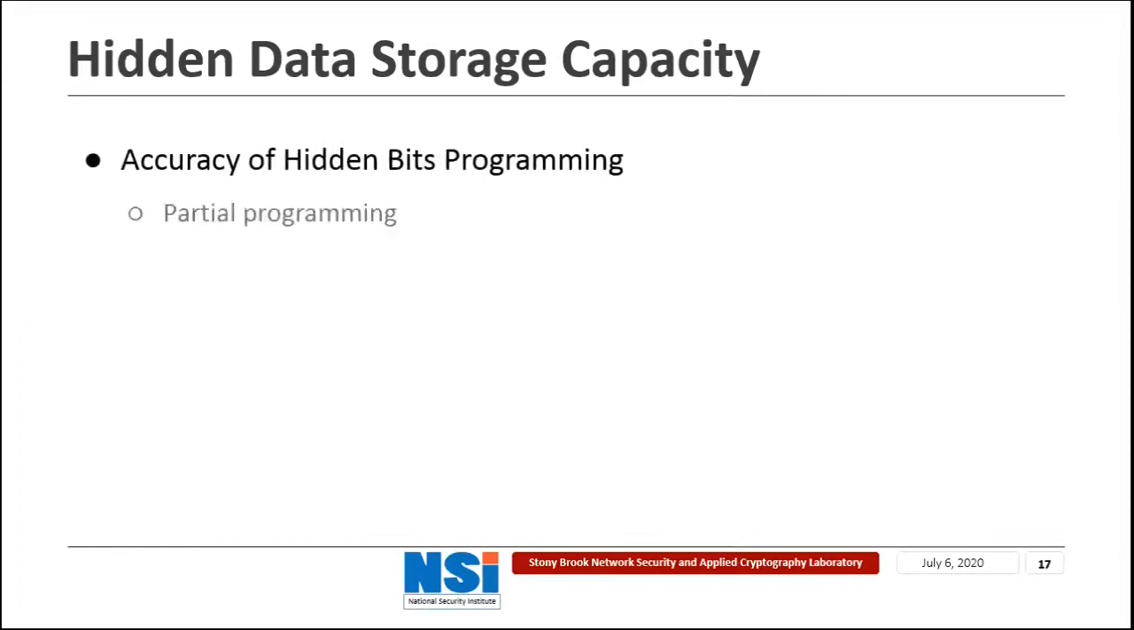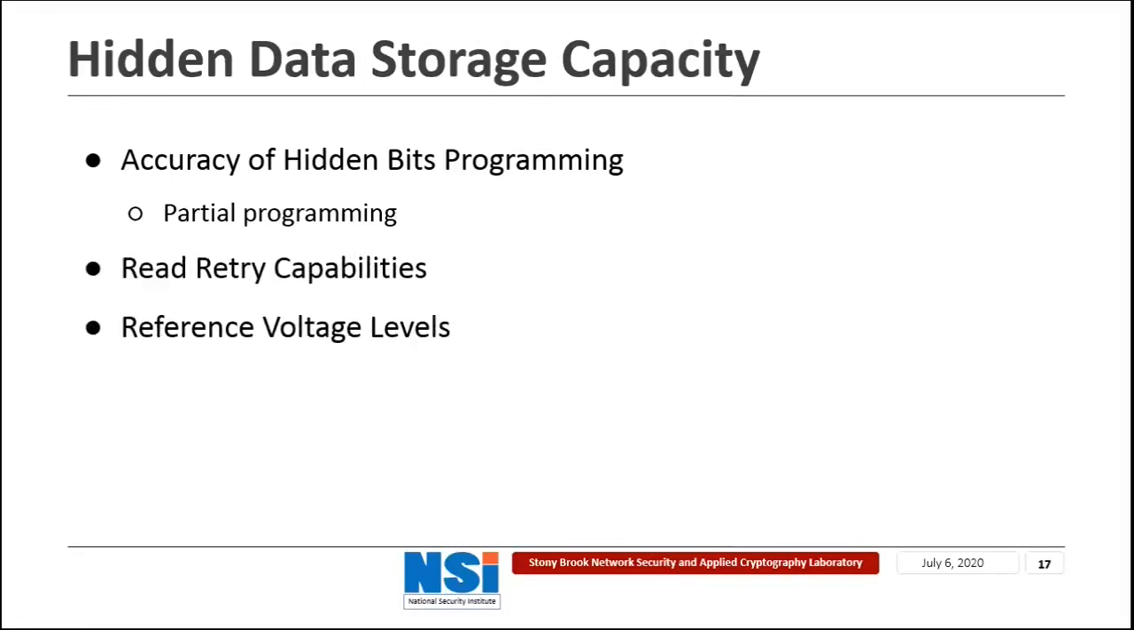First of all, it's related to the accuracy of the hidden bits programming. In other words, the more accurately we can set the voltage with partial programming, the more hidden data we can store. The other factors that affect the capacity are the read and retrieve capabilities that are supported by the NAND flash device and the reference voltage levels that are supported by the hardware.